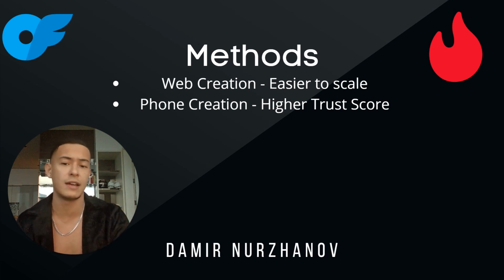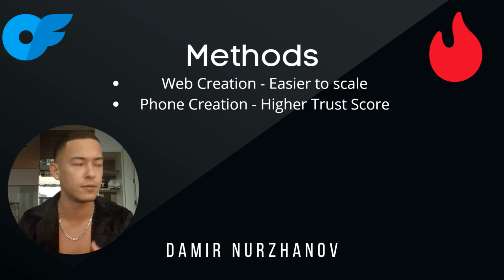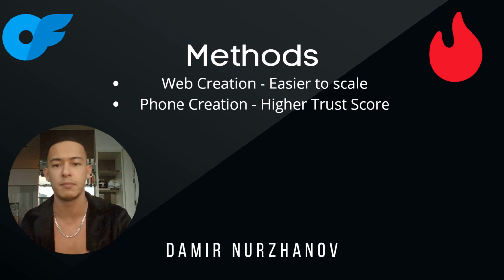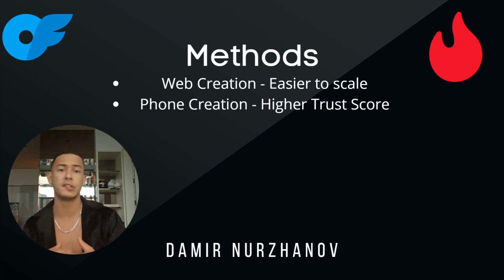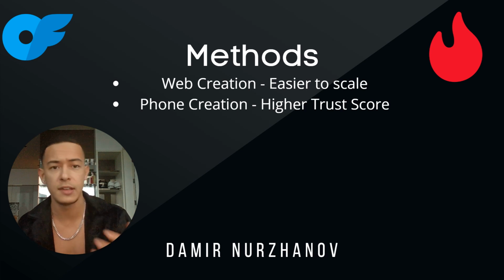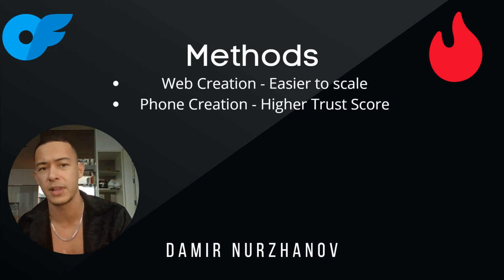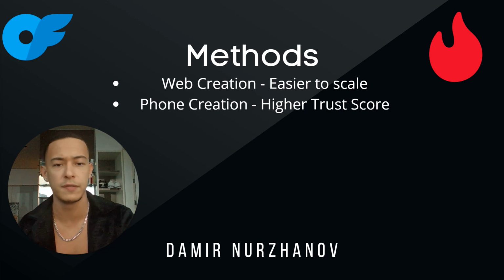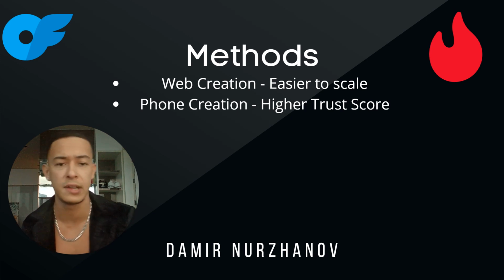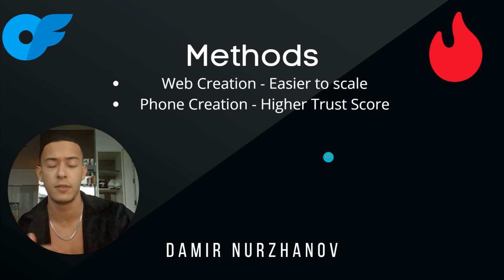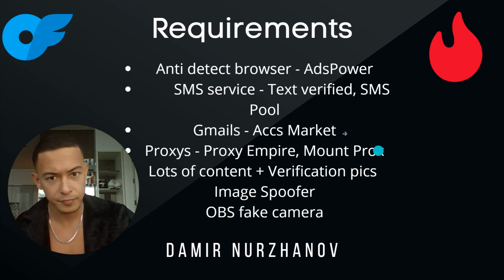You're going to have web creation and you're going to have phone creation. Now, web creation is easier to scale, easier to onboard staff. Just give them an SOP and they'll create mass accounts for you. Phone creation has a higher trust score, but it's a little bit more difficult to scale because you need assistance in person, or you have to set up a server where they can manually use the phone. So web creation is just easier to scale. So I prefer web creation for Tinder anyways. I'm also going to make a Bumble guide for you guys soon.